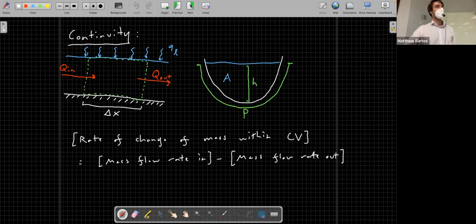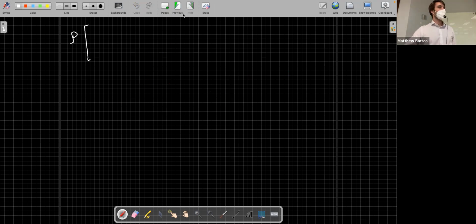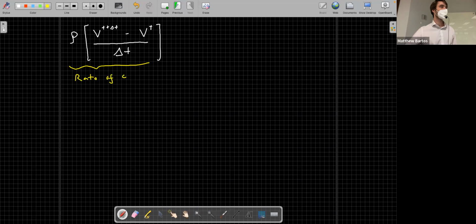Okay, so the rate of change of mass within the control volume is equal to the density times the volume at time step t plus delta t minus the volume at time step t, divided by our time step delta t. Note that this is the rate of change of the mass within our control volume.